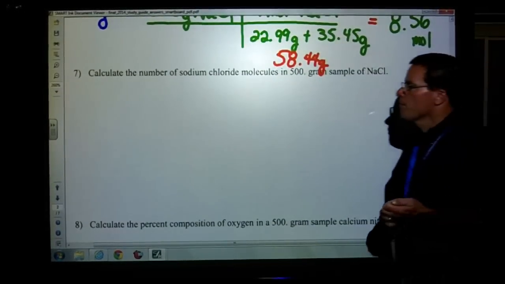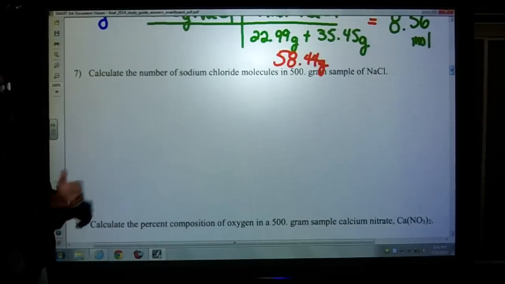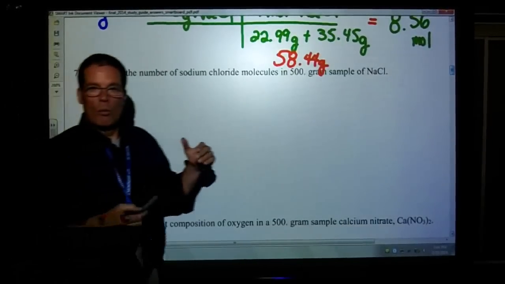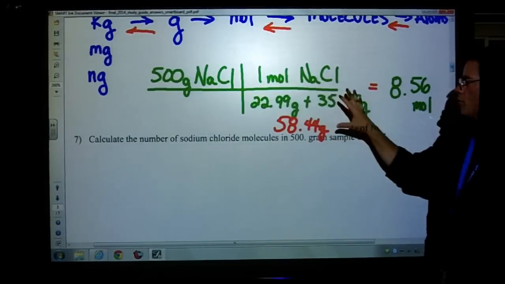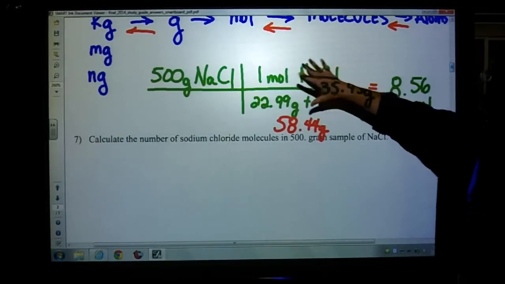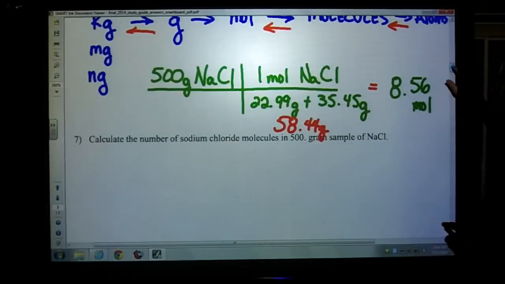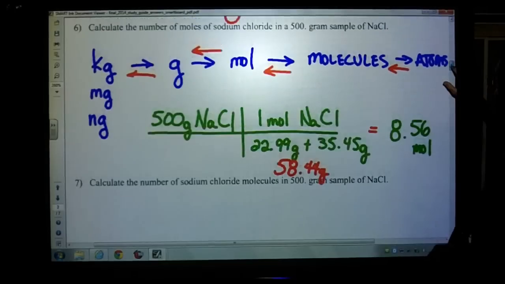Number 7 says calculate the number of sodium chloride molecules in a 500 gram sample of sodium chloride. All right, so really what we're doing here is we're just simply going one additional step. And what's cool about this is we already found our number of moles, but I'll go ahead and show the whole sequence. But the question wants to know the number of molecules in a 500 gram sample.